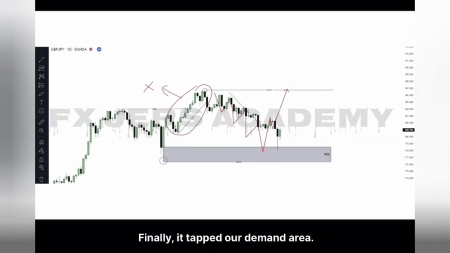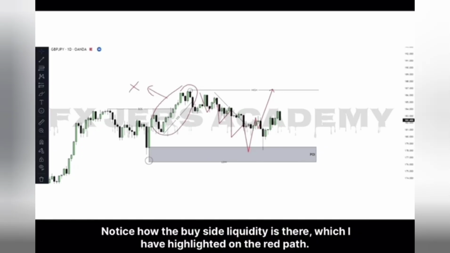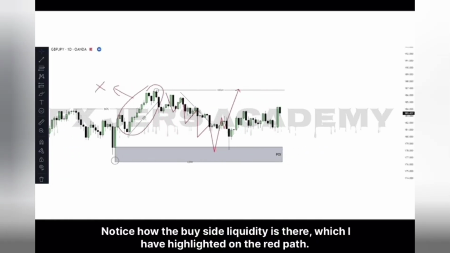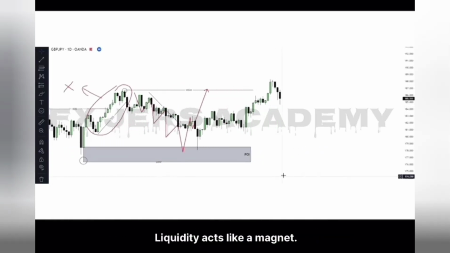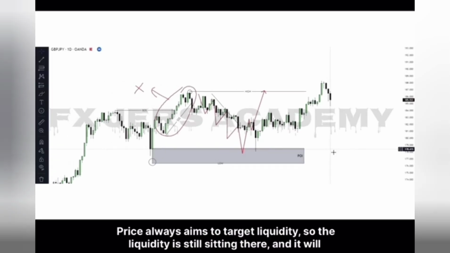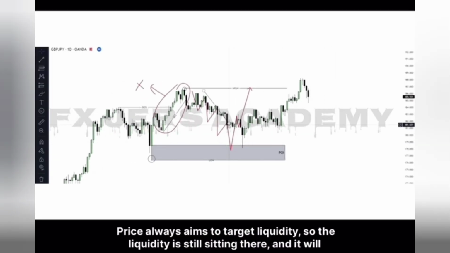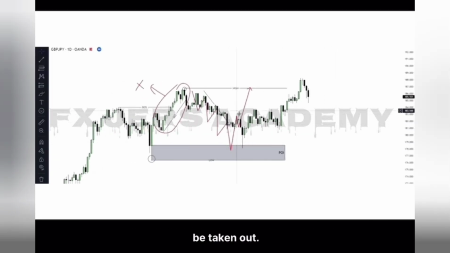Finally, it tapped our demand area. Notice how the buy-side liquidity is there, which I have highlighted on the red path. Liquidity acts like a magnet. Price always aims to target liquidity, so the liquidity is still sitting there, and it will be taken out.